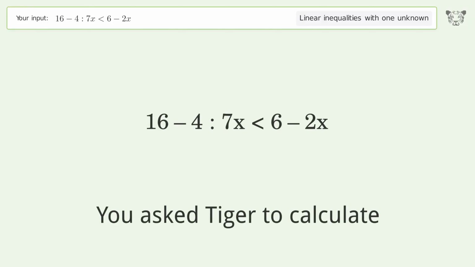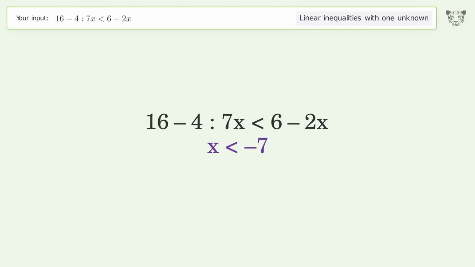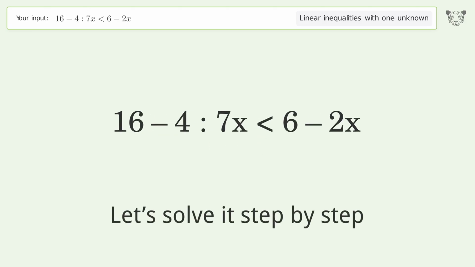You ask to calculate. This deals with linear inequalities with one unknown. The final result is x smaller than -7. Let's solve it step by step.